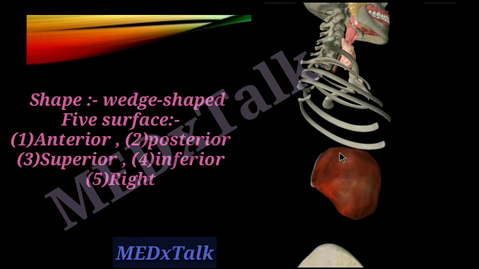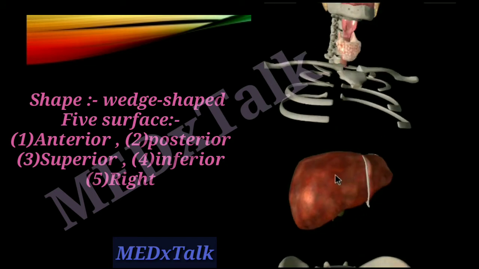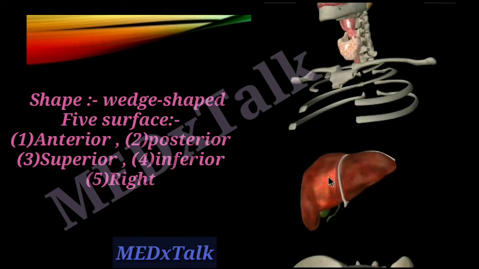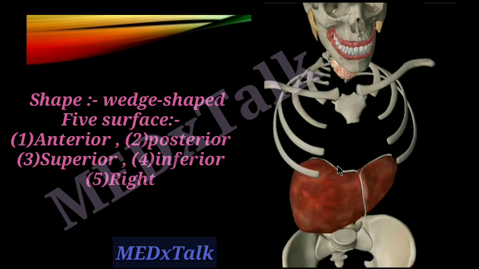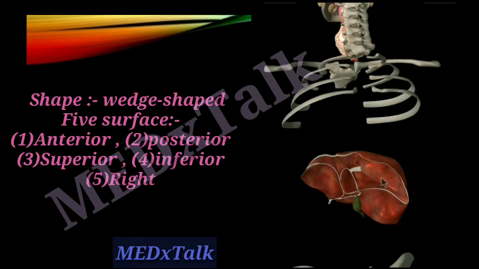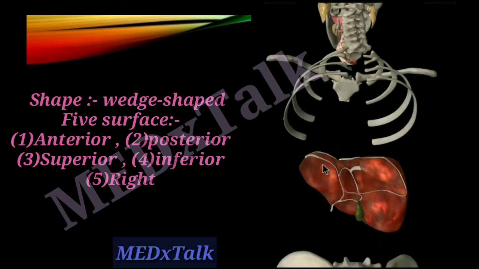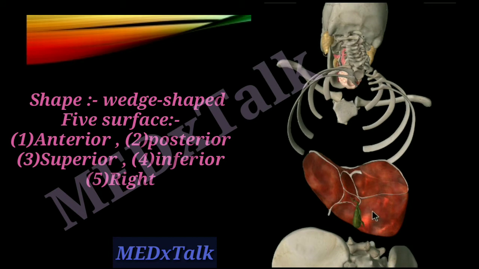So, the liver has 5 surfaces. The first one is the right surface. Second is the anterior surface. Third is the superior surface. Fourth is the posterior surface, and fifth is the inferior surface.